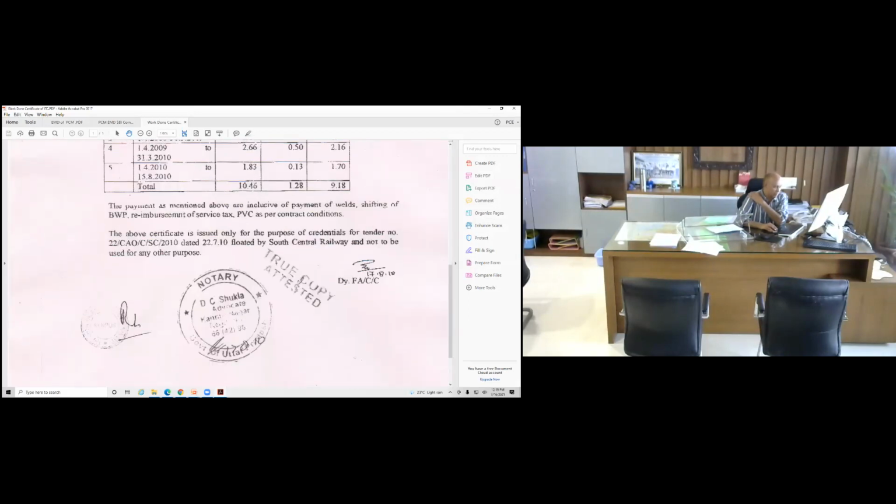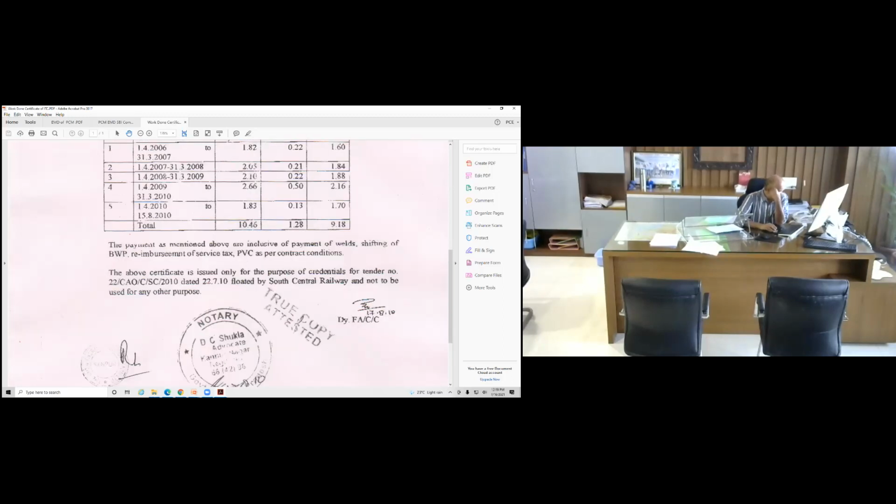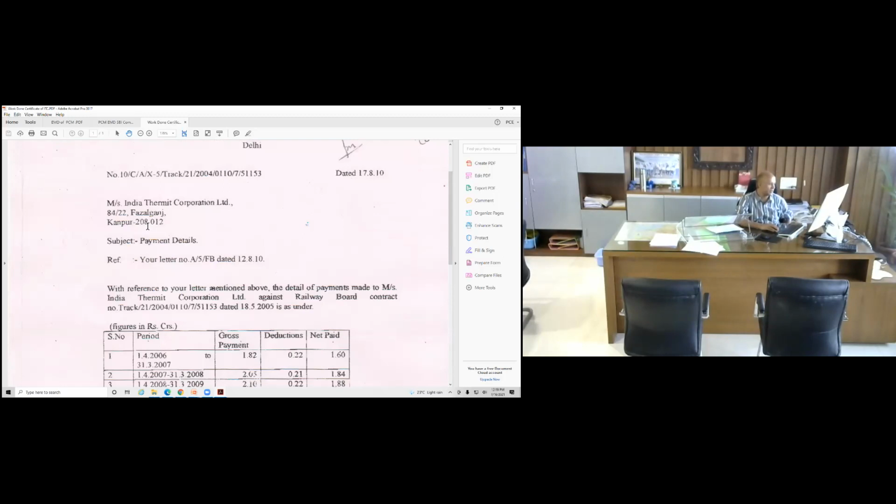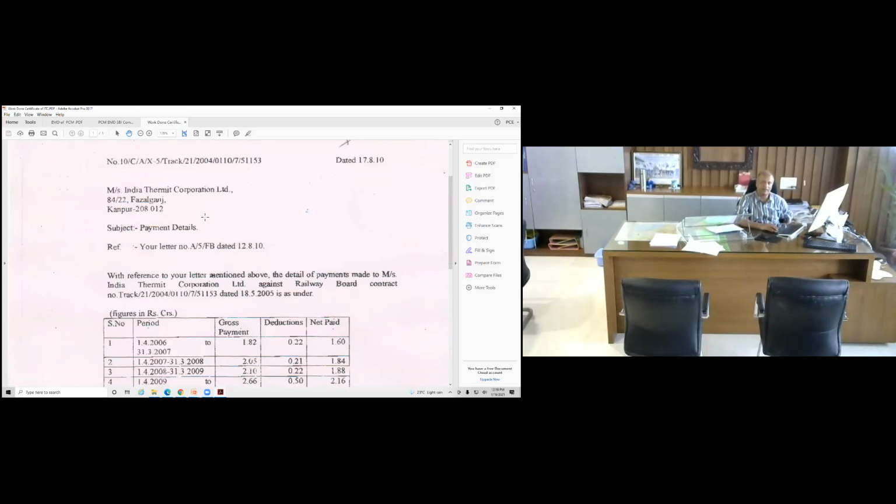If you look at the bottom, this is signed by Deputy FA Construction from Northern Railway. Now, the previous tender was also discharged on a similar ground: the credential was not certified by a J-grade officer, and on that account the tender was discharged. Here also, tender committee members had a different opinion, saying how can a Deputy FA issue a credential certificate for a contract which is handled by the executive.